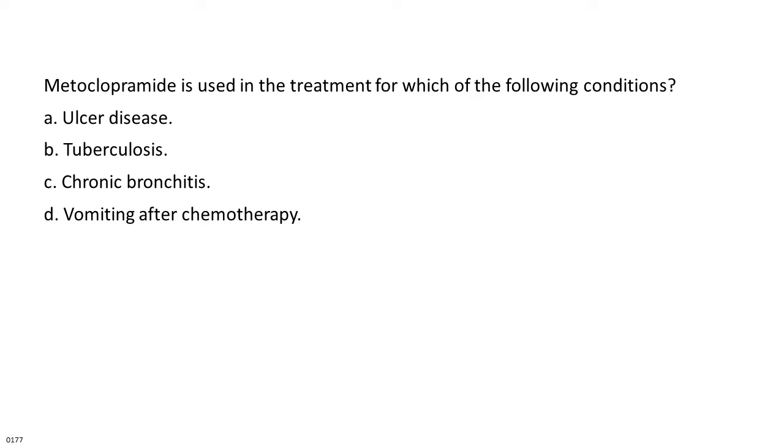Metoclopramide is used in the treatment for which of the following conditions? A. Ulcer disease. B. Tuberculosis. C. Chronic bronchitis. D. Vomiting after chemotherapy.